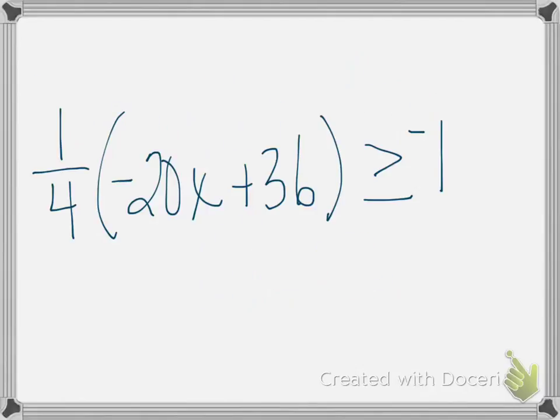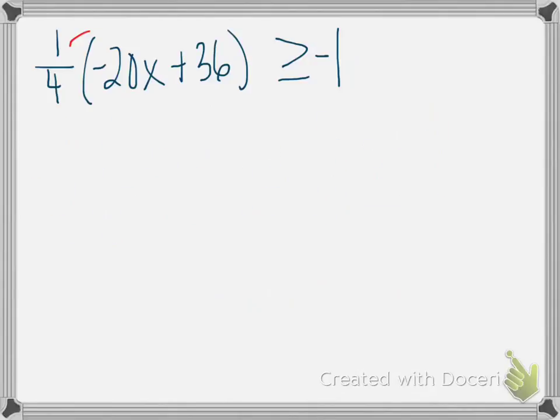So the first problem I have for you is a direct computation problem. 1/4 times the quantity, negative 20x plus 36, is greater than or equal to negative 1. At this point, you might want to go ahead and pause so you can work out the problem, because I'm going to go ahead and solve it and get the answer. So if you want to get through all of your work before you see the answer, go ahead and pause, and then when you're ready, just hit play again.